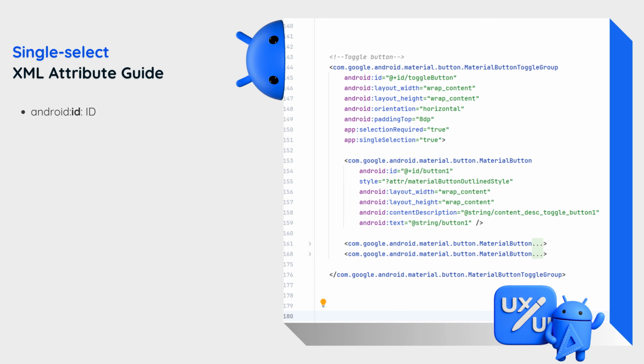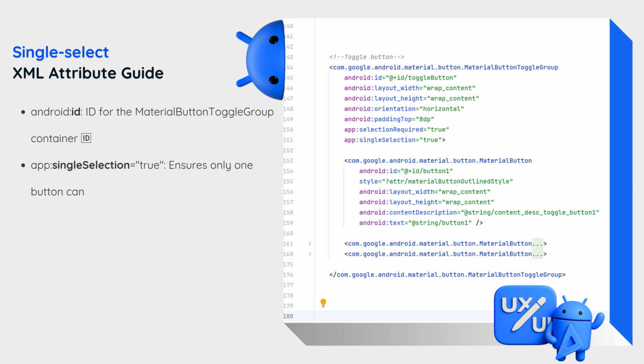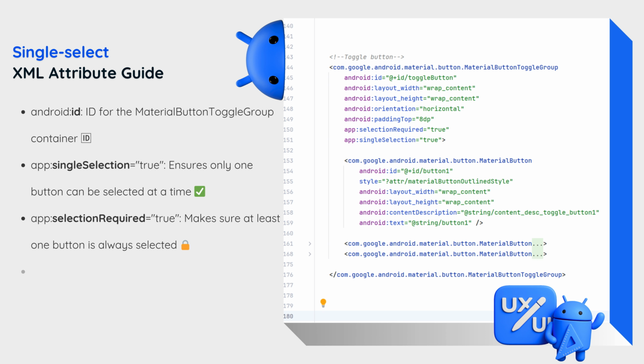Here's a quick guide to the XML attributes for a single select segmented button using Material button toggle group. Set app single selection to true to allow only one button to be selected at a time. Use app selection required to ensure that one option always remains selected. Finally, Android orientation controls whether the buttons are arranged horizontally or vertically.